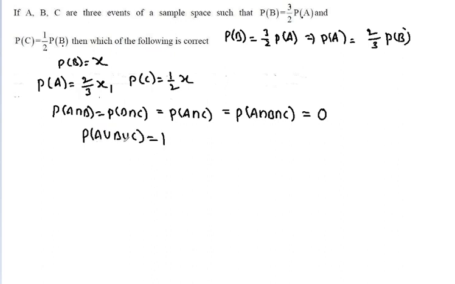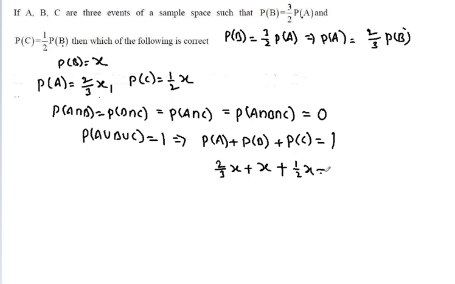That means the probability of A union B union C is equal to 1, which means probability of A plus probability of B plus probability of C is equal to 1. Probability of A is 2 by 3 into X, probability of B is X, and probability of C is 1 by 2 into X, and that is equal to 1. Take LCM, that is 6, so 4X plus 6X plus 3X is equal to 6, 13X is equal to 6. Therefore, X is equal to 6 by 13.